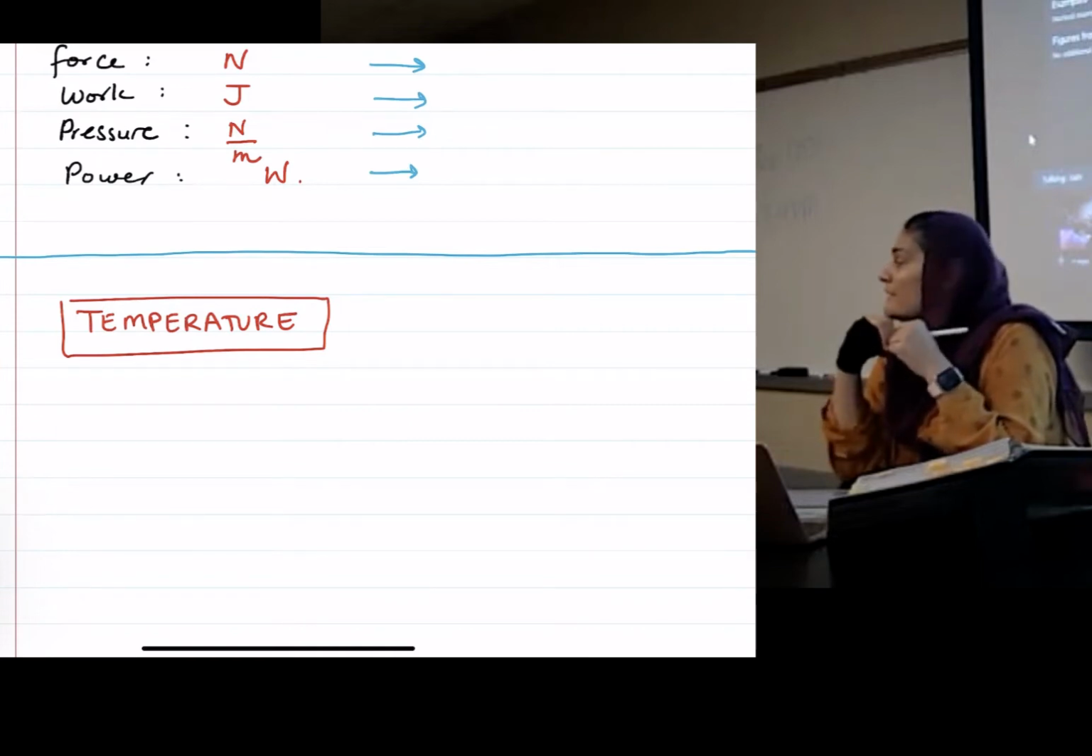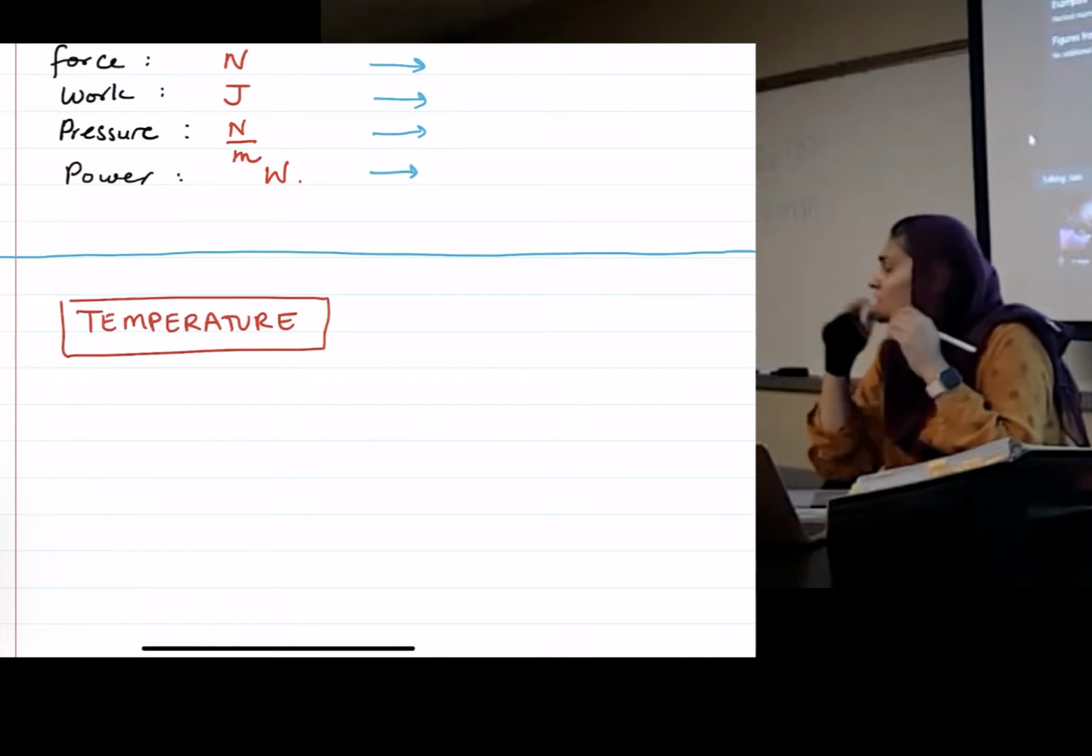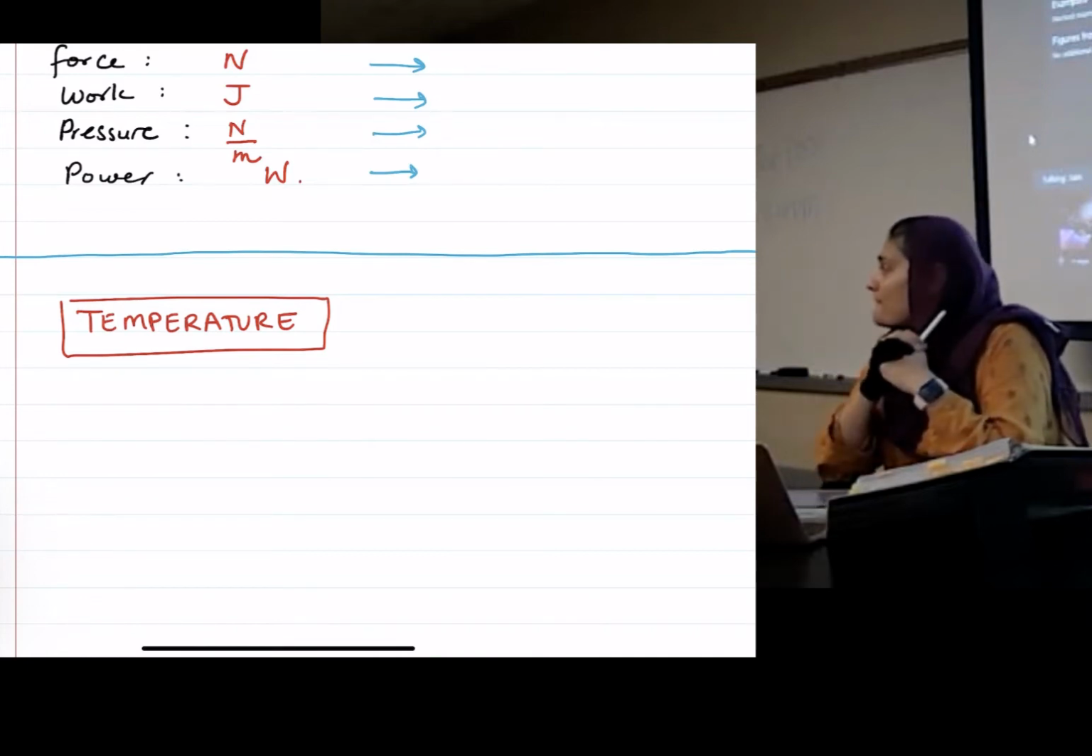Imagine you don't know anything about that, because that's on a molecular scale. We haven't done that yet. So what is a temperature? Yes. When you touch something, what do you feel?